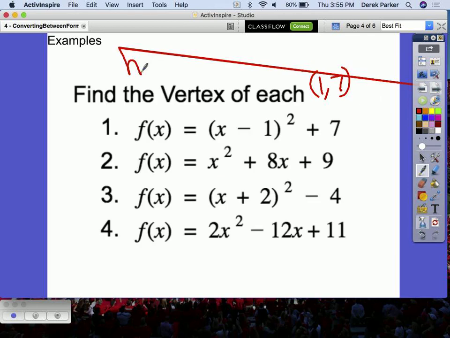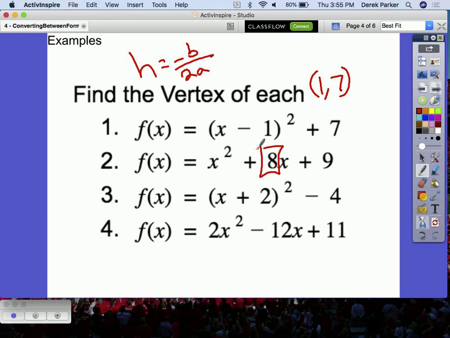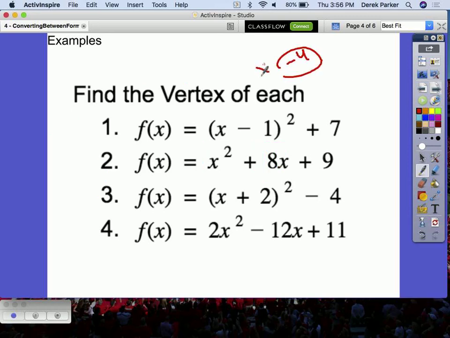h equals negative b over 2a. In this case, b is 8. I plug that in. Negative 8 divided by 2 times a. In this case, a is 1, so I don't have to plug that in. And I get h or x is equivalent to negative 4. Okay, x equals negative 4.